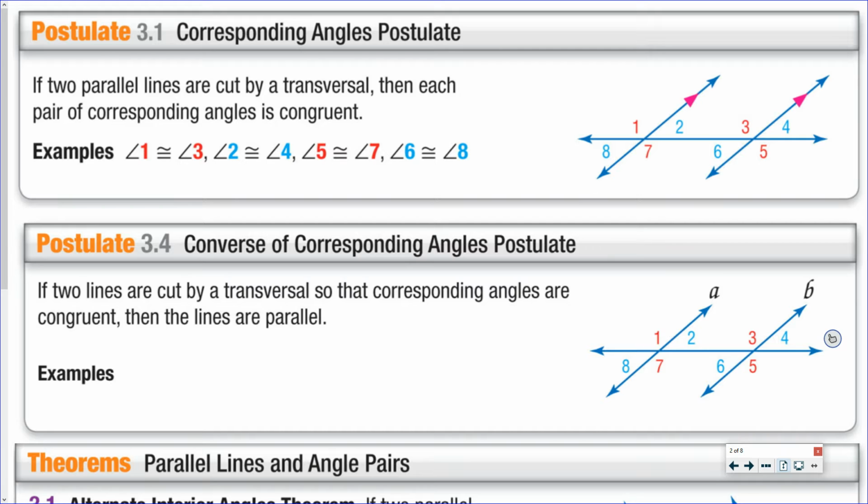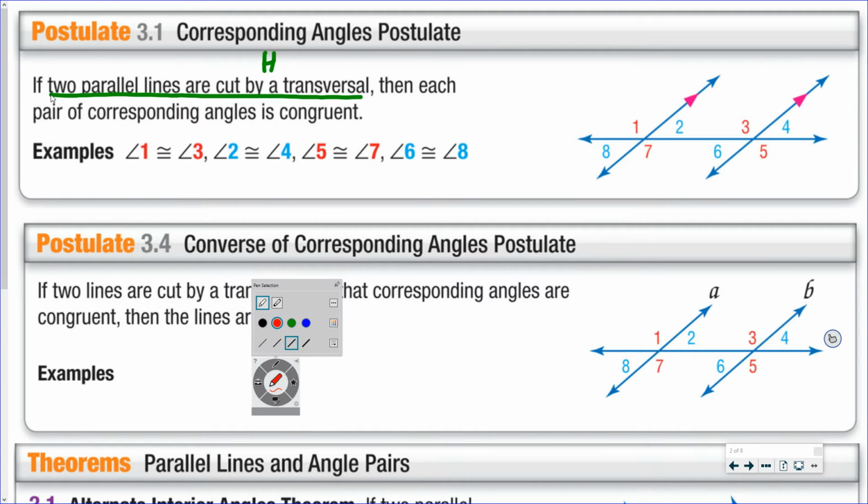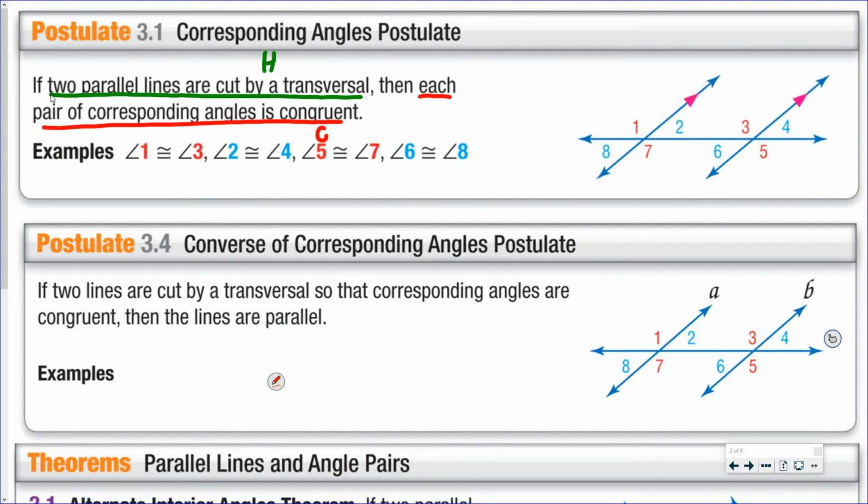1 and 3, corresponding angles. 8 and 6. 7 and 5, 2 and 4. If those lines are parallel, which is marked for us, we know those are congruent. If hypothesis, then conclusion. The angles are congruent. So the converse of that theorem, we would exchange the hypothesis and the conclusion.